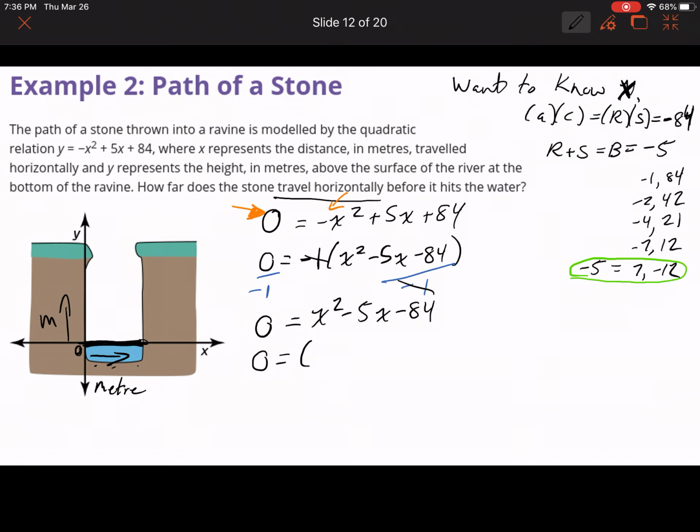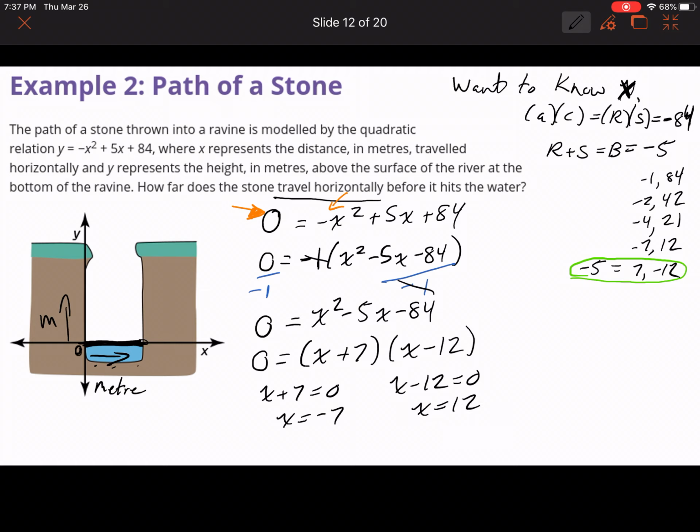So now I can just place them in because I don't have an a term anymore. I've got x plus 7, x minus 12. And we know from looking at our y equals x minus r, x minus s, that we're just looking at the opposite numbers. But we can write them out. x equals -7, x equals 12. Those are our two numbers.